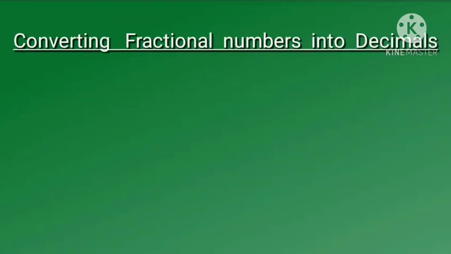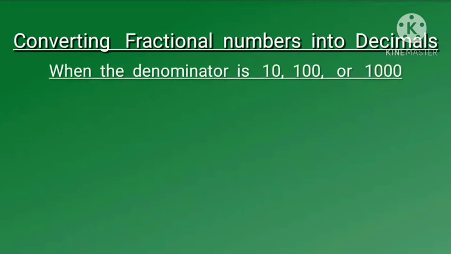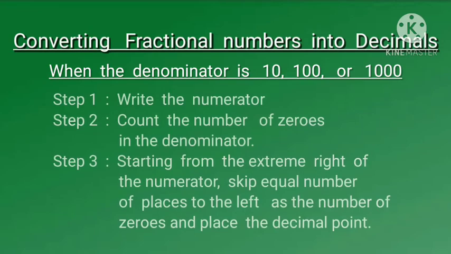Converting fractional numbers into decimals. Decimal fractions with 10, 100, 1000 and so on. Step 1. Write the numerator. Step 2. Count the number of zeros in the denominator. Step 3. Starting from the extreme right of the numerator, skip an equal number of places to the left as the number of zeros and place the decimal point. If required, you can add zeros at the extreme left.